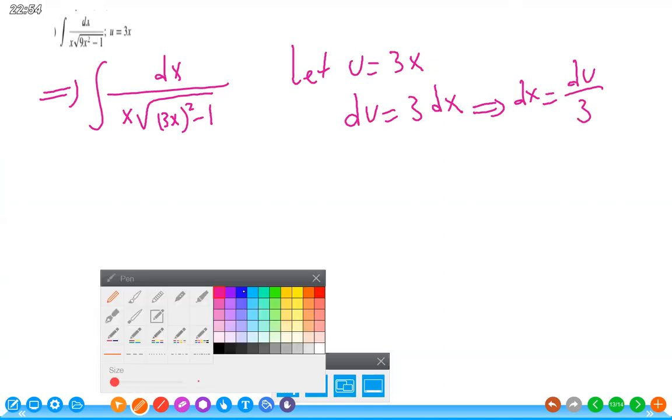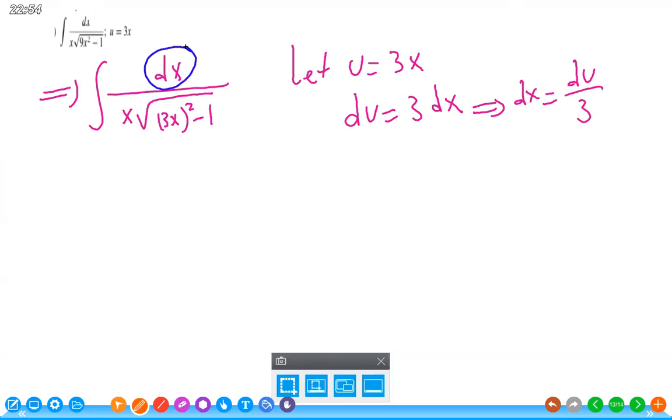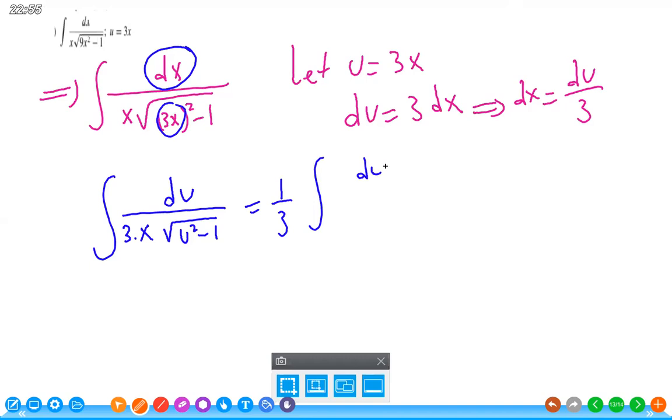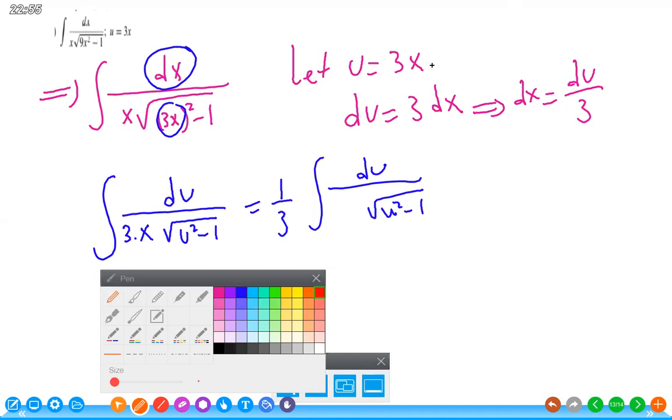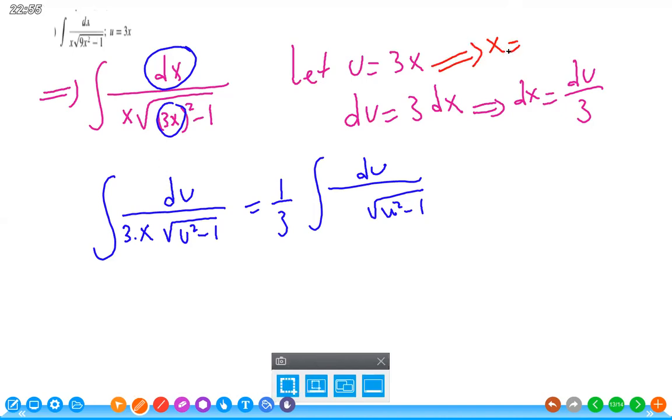Now substitute dx by du over 3 and 3x by u. We have x radical u squared minus 1 and dx is du over 3. We can take 1 over 3 outside, du over u squared minus 1. I want to eliminate x, so we go to the relation and solve for x: x equals u over 3.